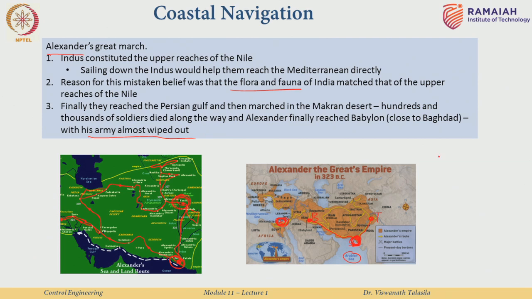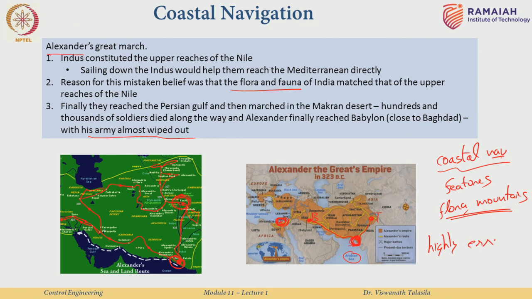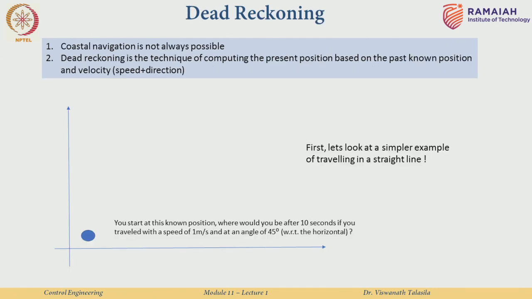So the story here is that coastal navigation, which is built on using certain features like flora, the mountains along the coast and so on and so forth, can be highly erroneous. And we'll see that this is a typical feature of most navigation techniques, all right. So that's about coastal navigation.